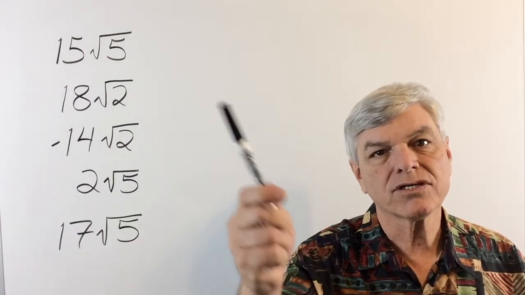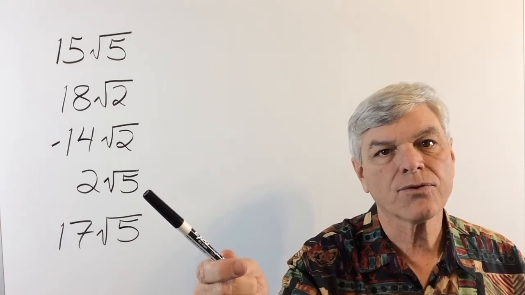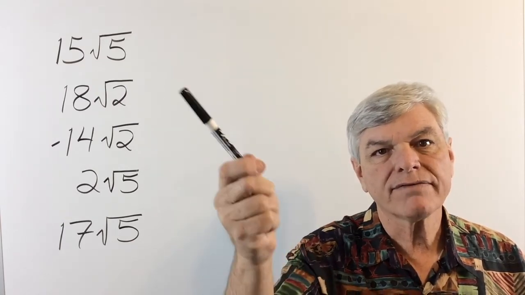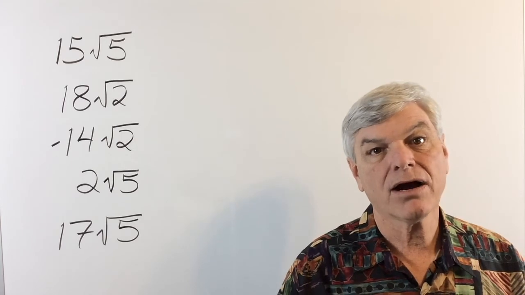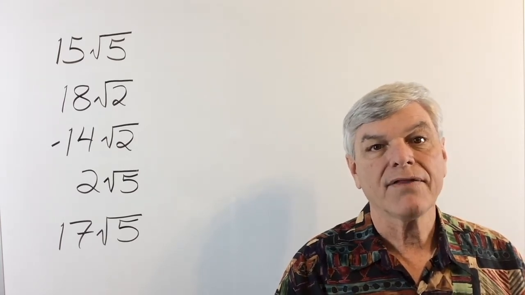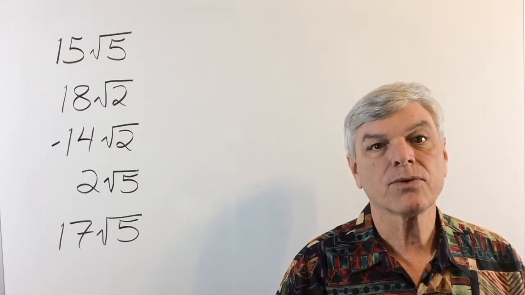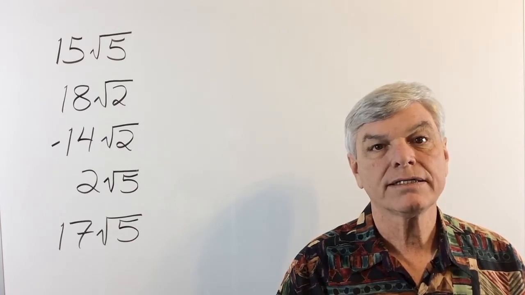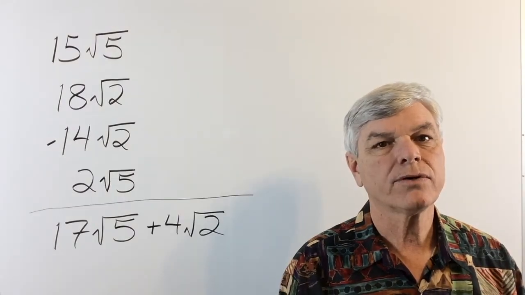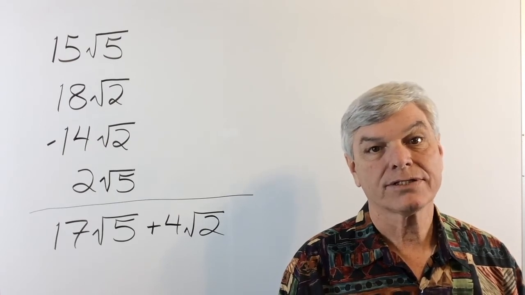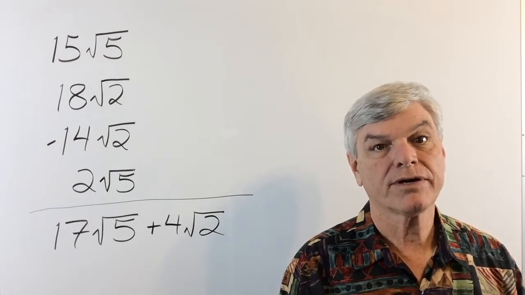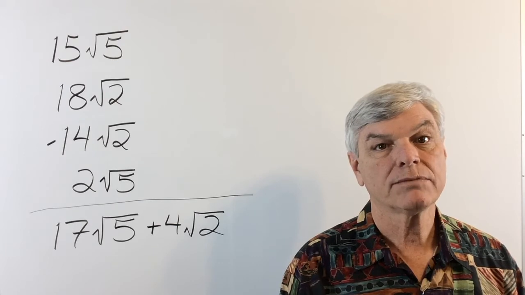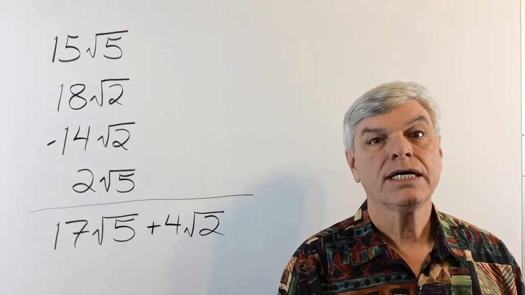So we've added the first radical and the fourth one, and all we have left are the second and third ones, and they are common. We can add those since they're both radical 2. So 18 minus 14 is 4 root 2, and that is our answer: 17 times the square root of 5 plus 4 times the square root of 2.